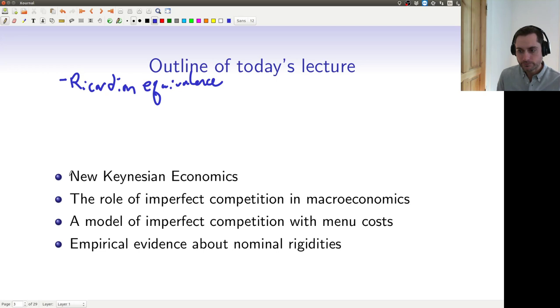The discussion today is also going to involve imperfect competition. This will be similar to what we did for the endogenous growth model. We're going to have monopoly power in the monopolistic competition sense. We're going to write down a model that has that sort of imperfect competition, and also menu costs. So what do menu costs mean? That means that if you want to change your price relative to what you set it at yesterday, you have to pay a cost. Then we're going to look at empirical evidence about how well these nominal rigidities explain the actual business cycle.